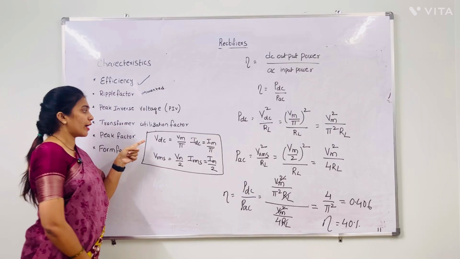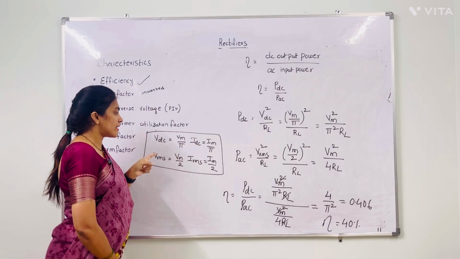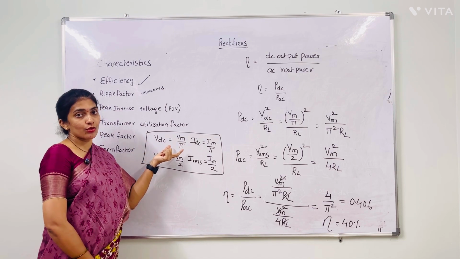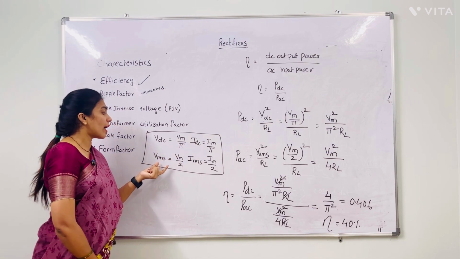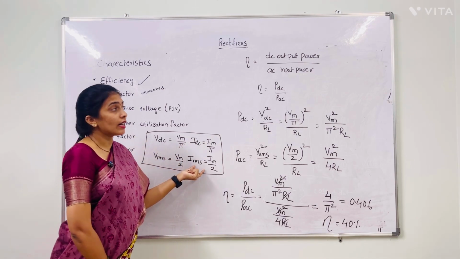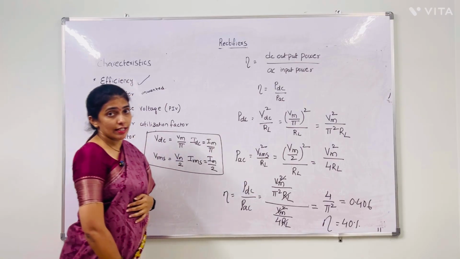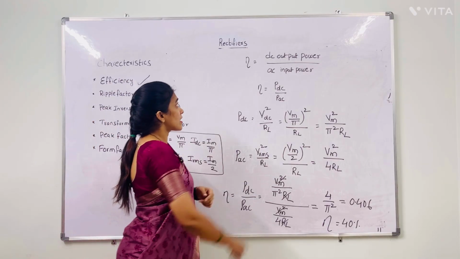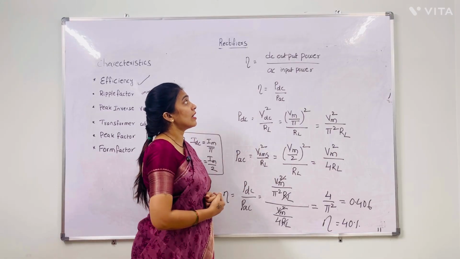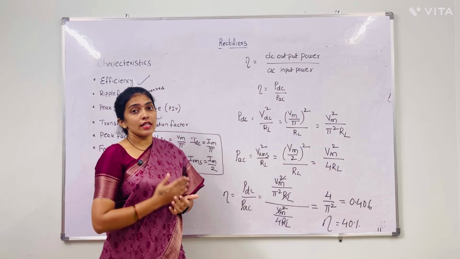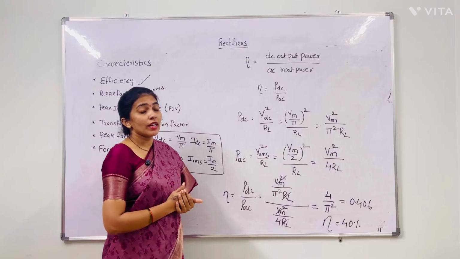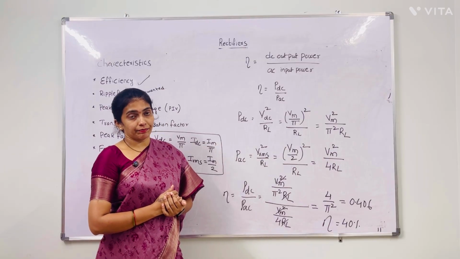We already found VDC and IDC, the average values of voltage and current, and the RMS values of voltage and current, right? Now we'll go for efficiency. Efficiency is the ratio of DC output power to AC input power.